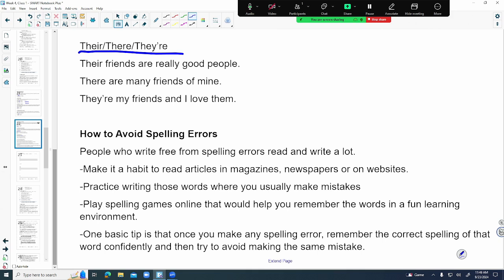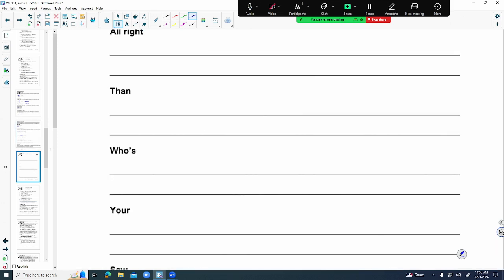How to avoid spelling errors. People who write free from spelling errors read and write a lot. So make it a habit to read lots of different things. Practice writing words where you usually make mistakes. Play spelling games online that would help you to remember the words. And a basic tip: once you make any spelling error, remember the correct spelling of that word confidently and then try to avoid making the same mistakes again.